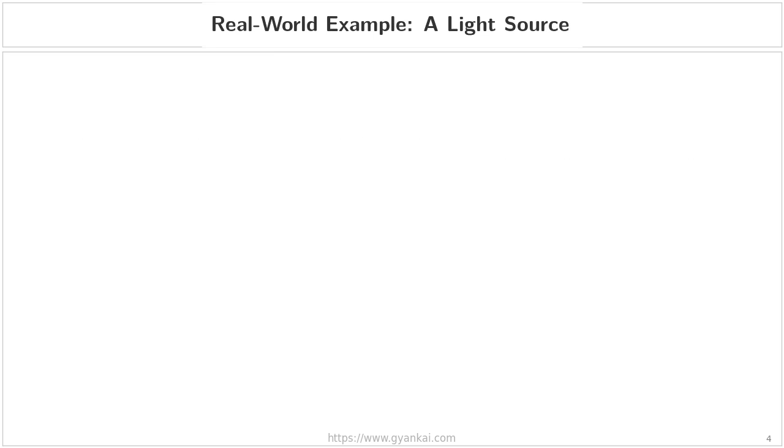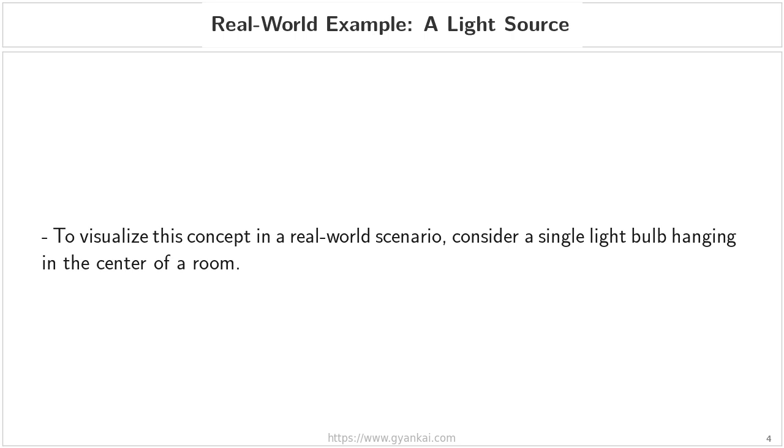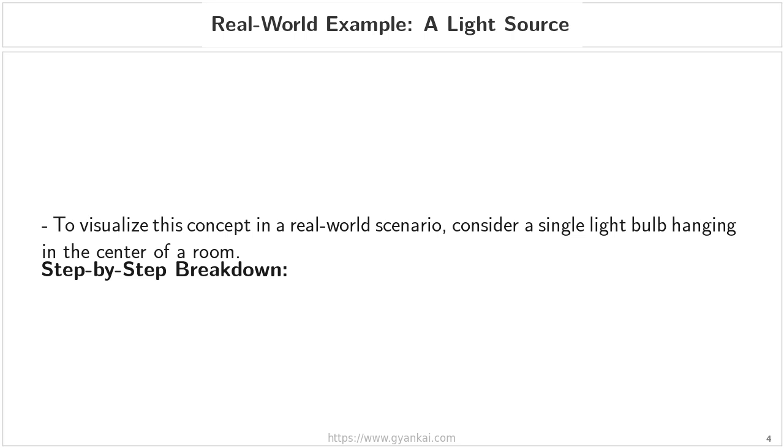Real-world example: a light source. Now, I know the geometric diagrams we just looked at in the previous slide might seem a bit abstract, so let's bring this concept into the real world to make it more intuitive. Imagine you are standing in a dark room, and there is a single light bulb hanging right in the center. Let's break this down step by step to see how it relates to our definition of coininitial vectors.